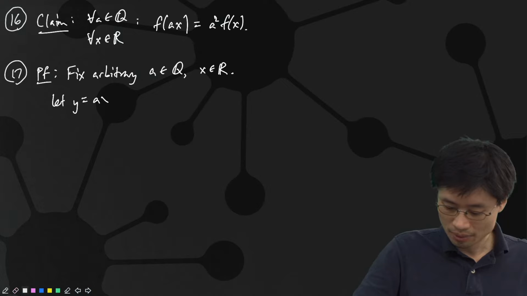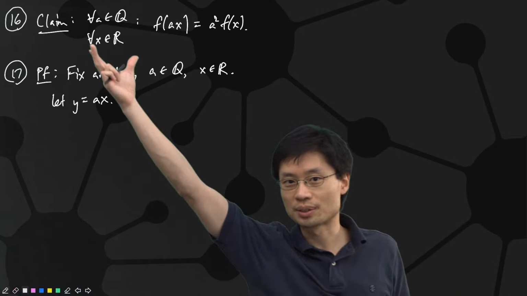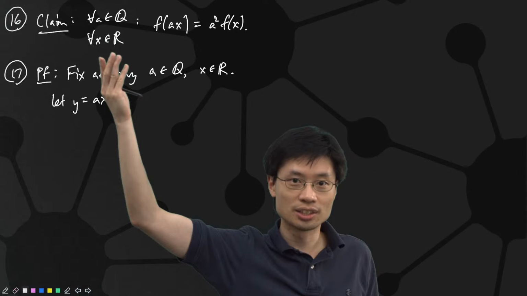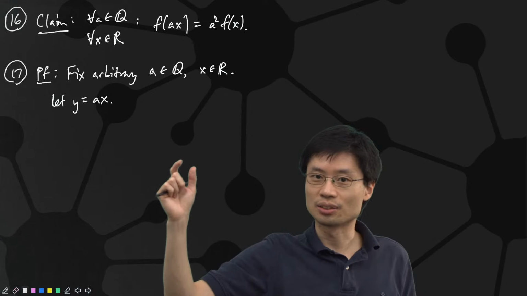Well, that's why I'm talking through this, right? I'm like, what are we allowed to do? What we're allowed to do when we're trying to prove this is we say, we fix something, right? Because I gotta prove this for any a in the rationals, any x in the reals. So stick them there, now they're fixed. Let me attempt to prove this thing. So that's why I'm wondering what you want to substitute in.